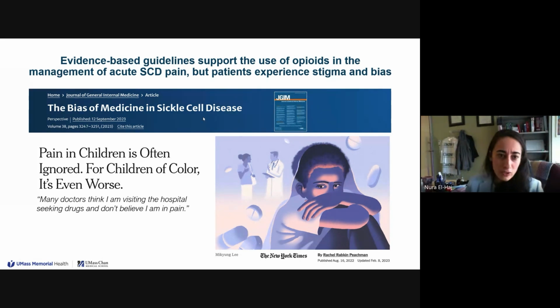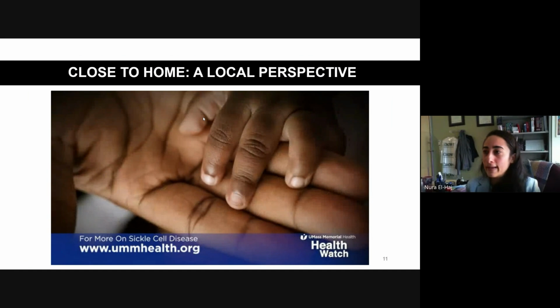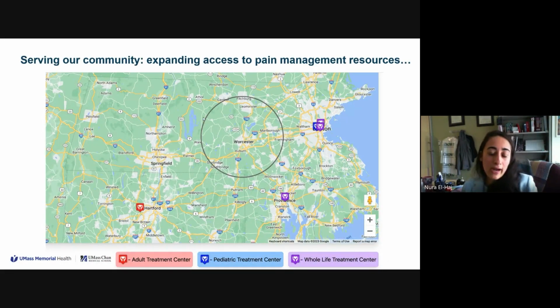So my job was trying to think a little bit through that and think about what I do in Worcester and how to support our patients, and just think about presenting to you guys a local perspective and thinking about how we leverage technology. So this is where we are. You can see around us, we have quite a few sickle cell treatment centers that are either whole life or just pediatric only or adults, but we are surrounded by much greater, bigger institutions.